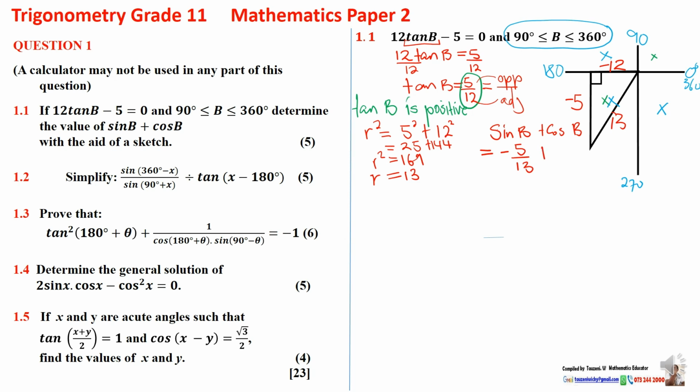Then cos B is adjacent over hypotenuse. The adjacent is minus 12, the hypotenuse is 13. The denominators are the same. If the denominators are the same, we can add the numerators. So the answer to this question is minus 17 over 13. The question 1.1 has been answered.